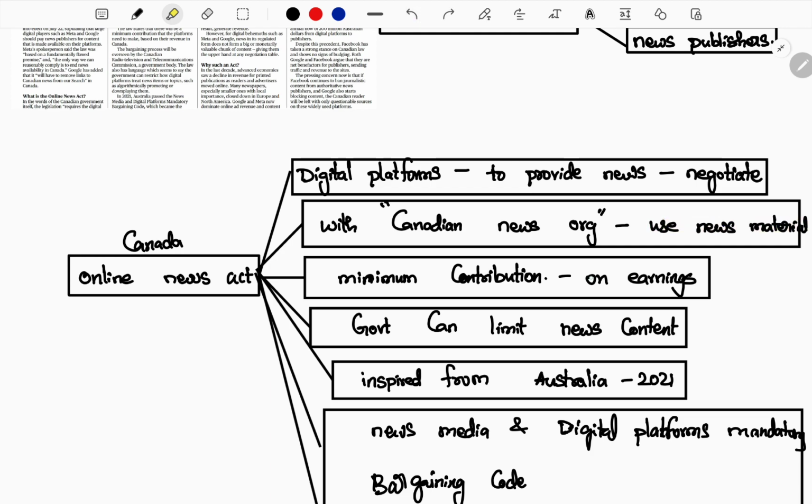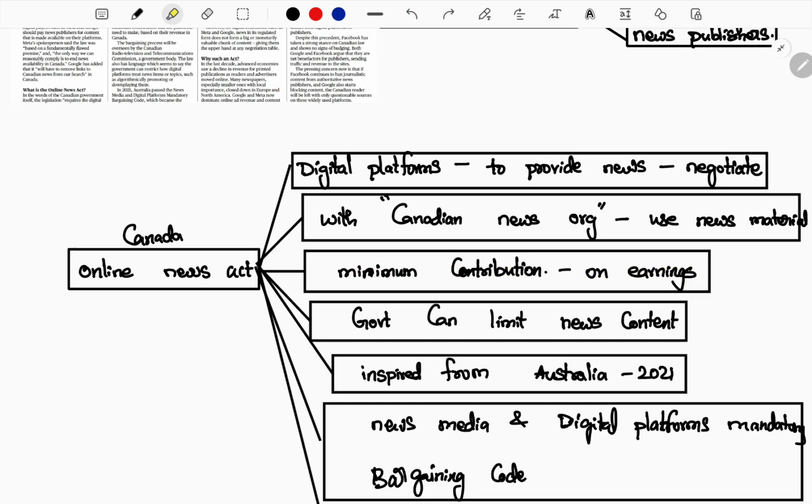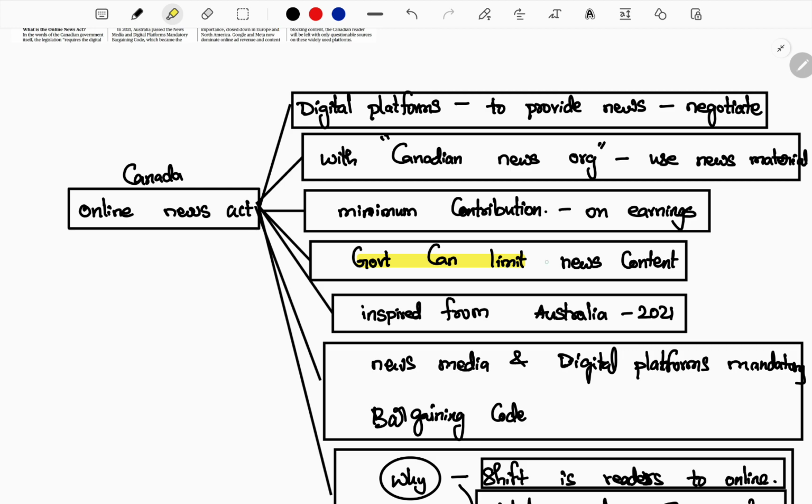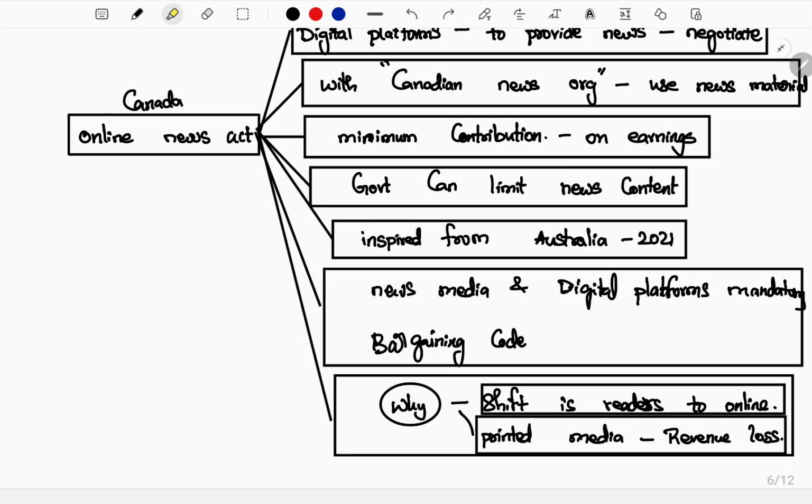Also, if they are earning a good amount of money, a minimum contribution should be made to this organization, and the government can also create a limit over the news content that is circulated in digital or social media. And why has this act come into force, and from where were they inspired?